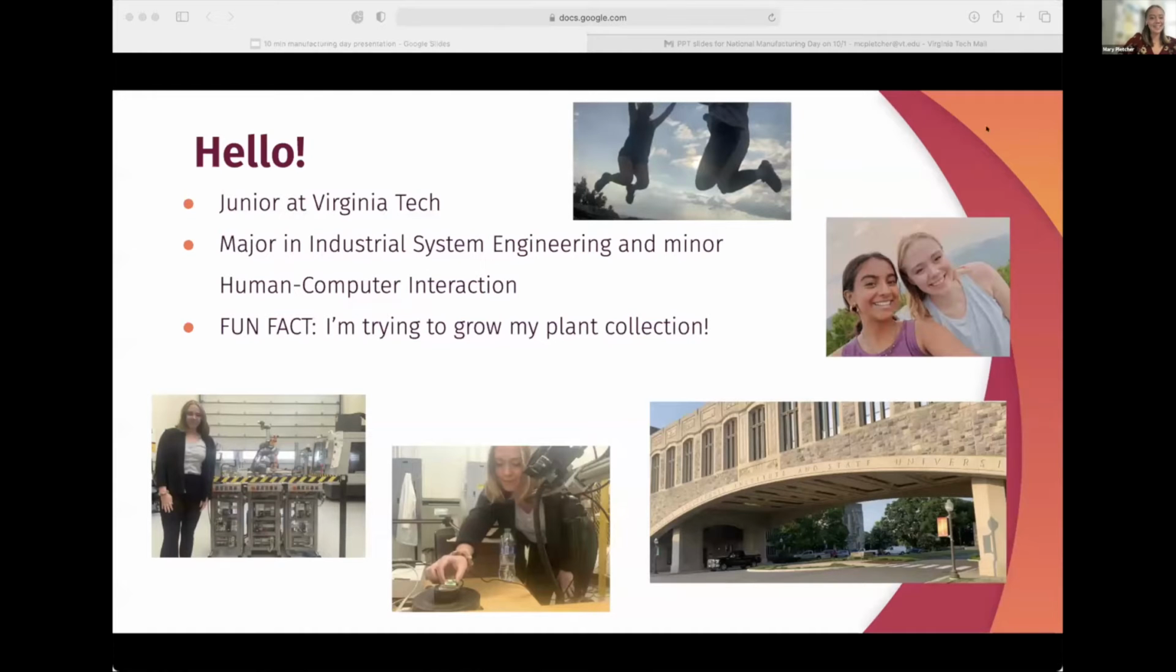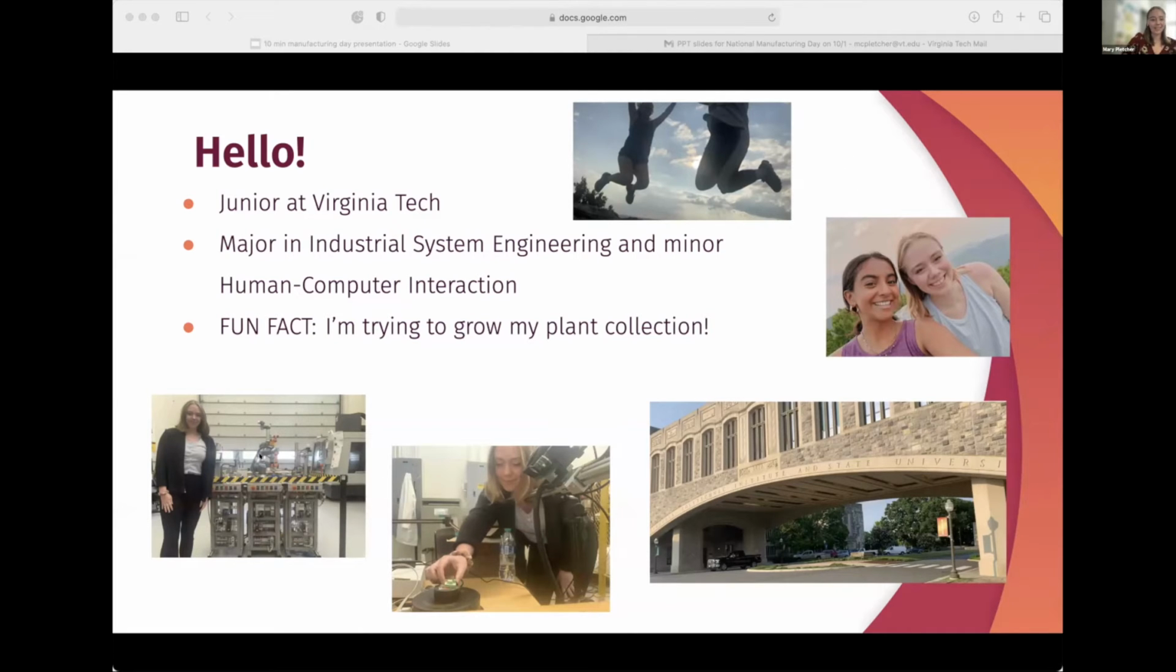So as a short introduction, I'm a junior at Virginia Tech over on the East Coast side of the country. I'm majoring in industrial systems engineering and minoring in human computer interaction. Fun fact about me, I'm trying to grow my plant collection, which I started over this past summer.